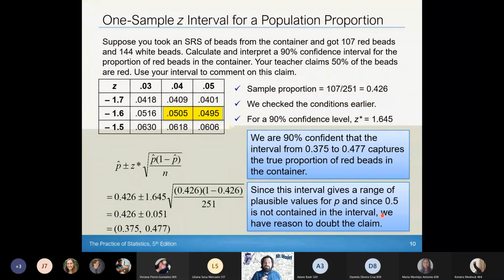Is there anything else I can clarify on this example? Okay.